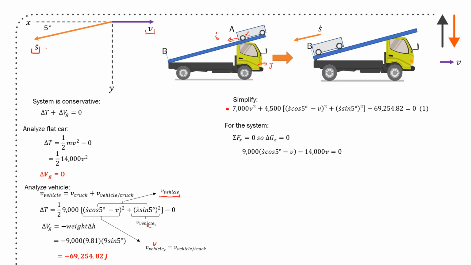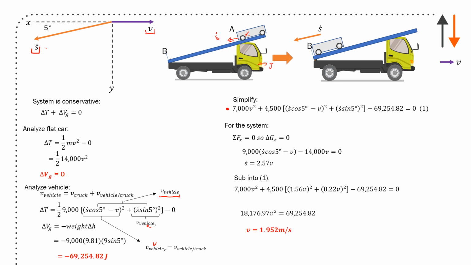So for the system, the sum of forces in X is equal to 0, so the change in linear momentum is equal to 0. Substitute in all the terms for momentum. Substitute everything into the equations, with 2 unknowns. You have to find S dot in terms of V, and that's here. And you end up with V of 3.81 meters per second.